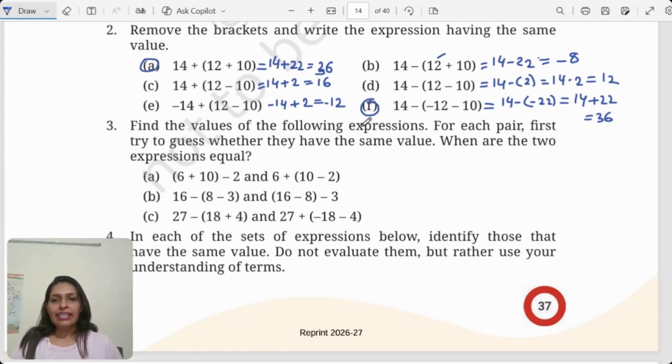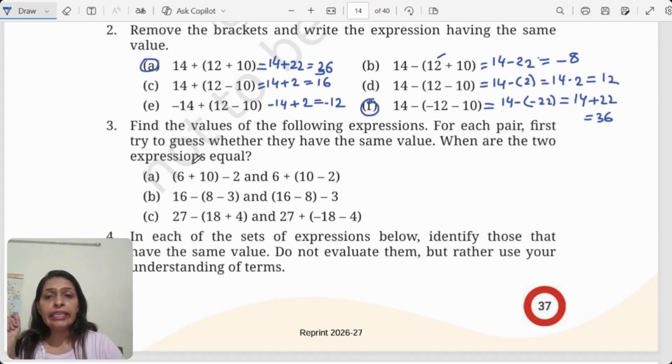All right, so third question goes like this. Find the values of the following expressions for each pair. First, try to guess whether they have the same value or not. When are the two expressions equal? So we have different pairs of expressions given to us. We have to first guess, and then find the value, whether they are giving us the same result or whether the answer is changing. So what do you think?